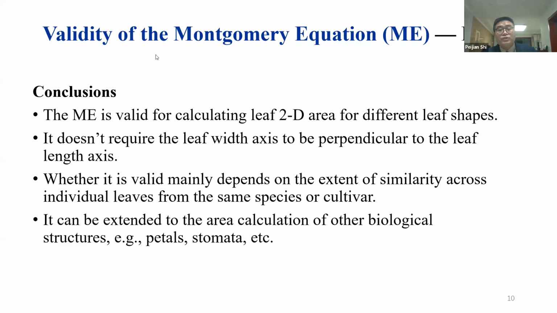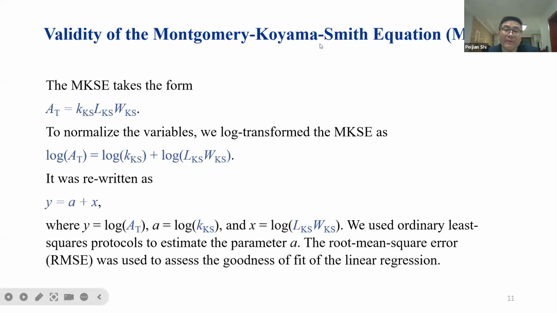Now, let us turn to the Montgomery-Koyama-Smith equation, which is used for calculating the total leaf area per shoot. You can see that on a plant, we sum the leaf areas for different leaves. We also get LKS, which means the sum of leaf widths in this shoot. And the WKS is defined as the maximum individual leaf length.